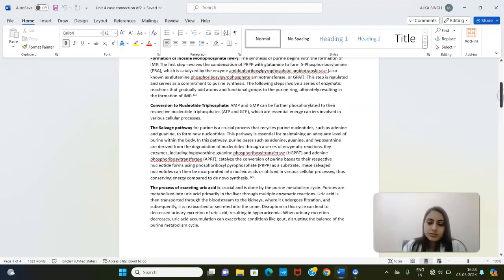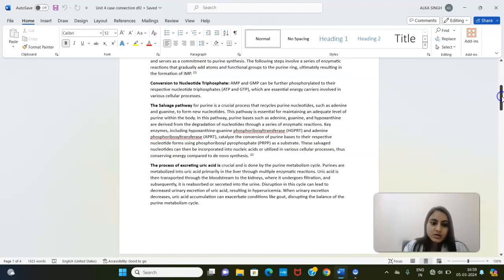So the synthesis of purine begins with the formation of IMP. The first step involves the condensation of PRPP with glutamine to form 5-phosphoribosylamine (PRA), which is catalyzed by the enzyme GPAT. This step is regulated and serves as a commitment to purine synthesis. The following steps involve a series of enzymatic reactions that gradually add atoms and functional groups to the purine ring, ultimately resulting in the formation of IMP.